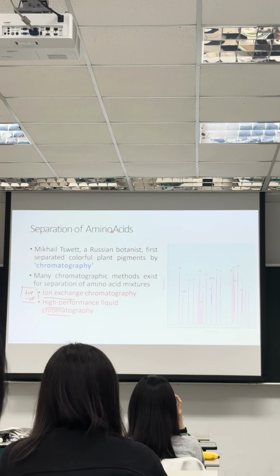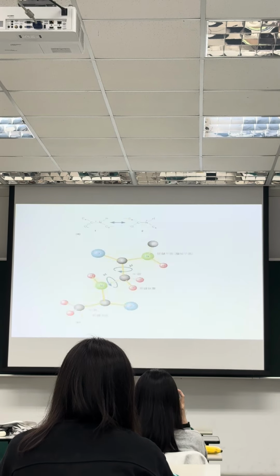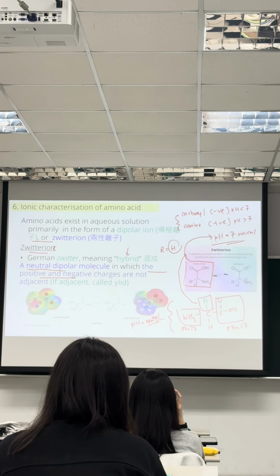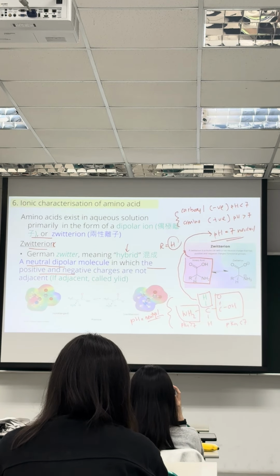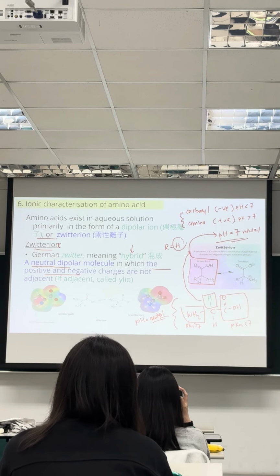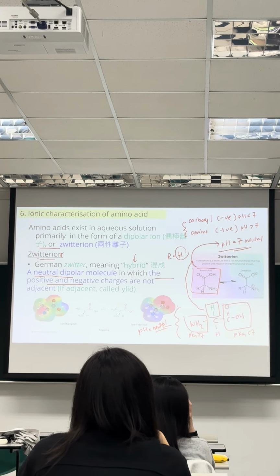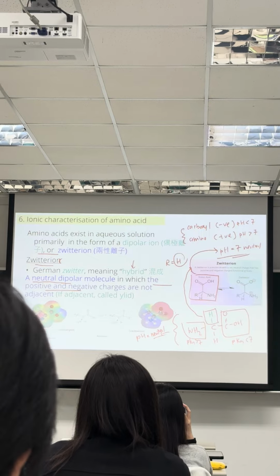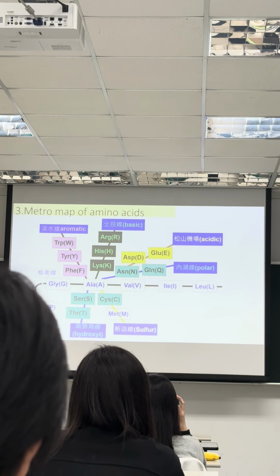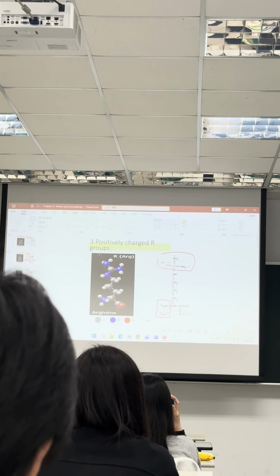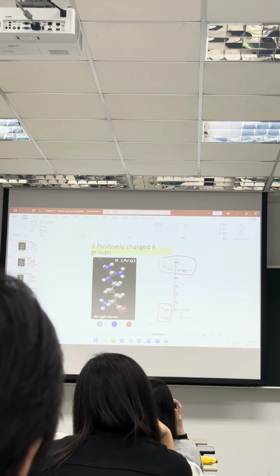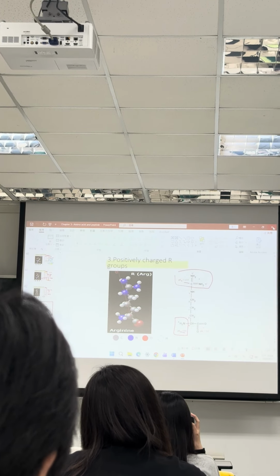So I think that will be all for amino acids. Just take note, maybe a small question will be like, what is a zwitterion? What does it mean by zwitterions? Okay, so I think that will be all. Still have 5 minutes.